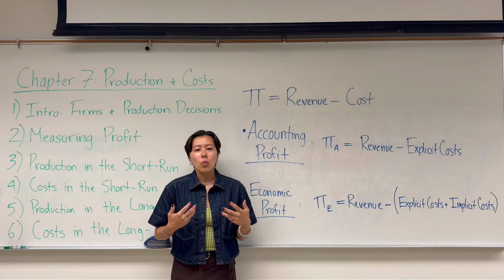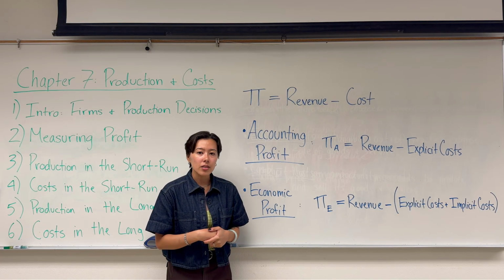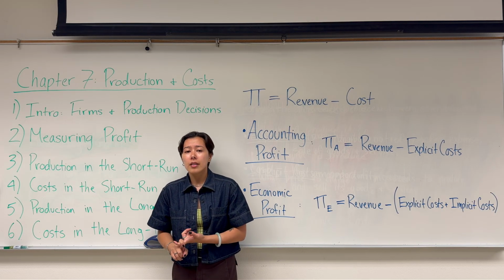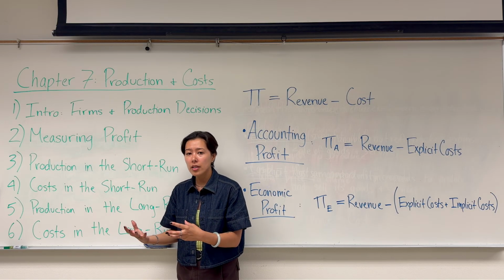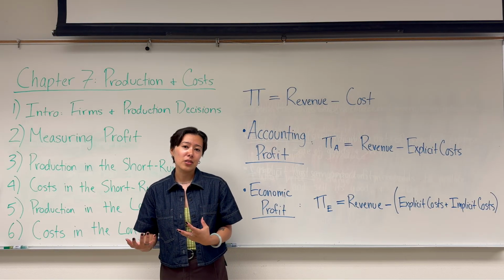If you're curious about what the implicit costs faced by a business might be, usually these are things like the opportunity cost of the business owner's time, the opportunity cost of using some equipment to produce a certain product, or the opportunity cost of any investment that has been made by the business owner.